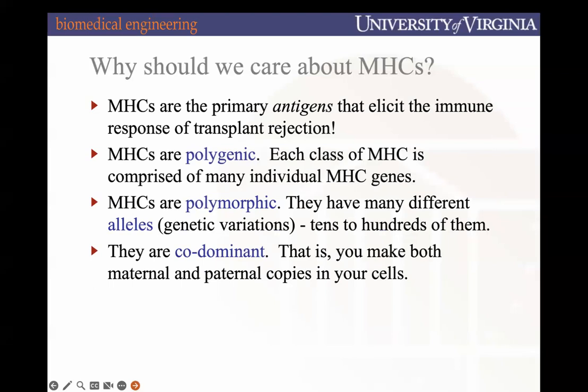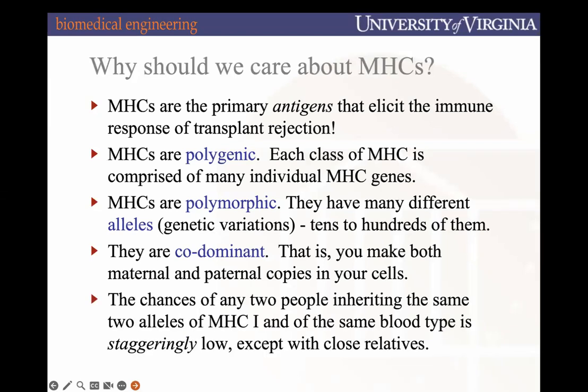In addition to that, they're also codominant. What that means is that you express both copies of the genes that you have, both alleles, of the genes associated with MHC class proteins that you inherit from your parents. And finally, the odds are surprisingly low of two people inheriting the same two copies of MHC class 1. The only exception, as you can imagine, are people who are really close relatives, and oftentimes those are the ones who are organ donors for one another. Oftentimes, not exclusively, but most likely.